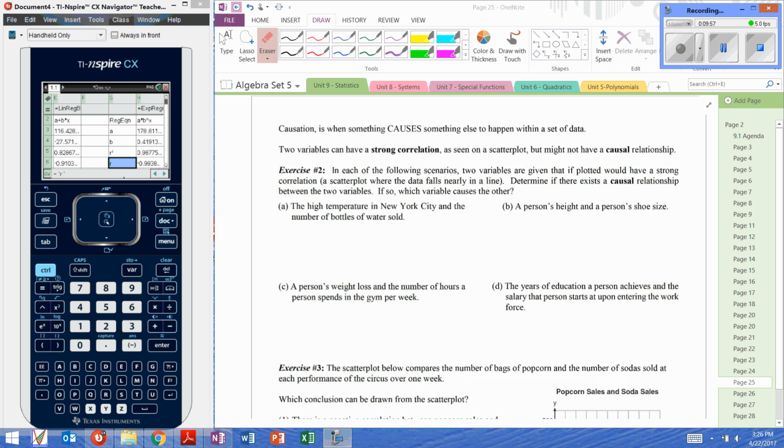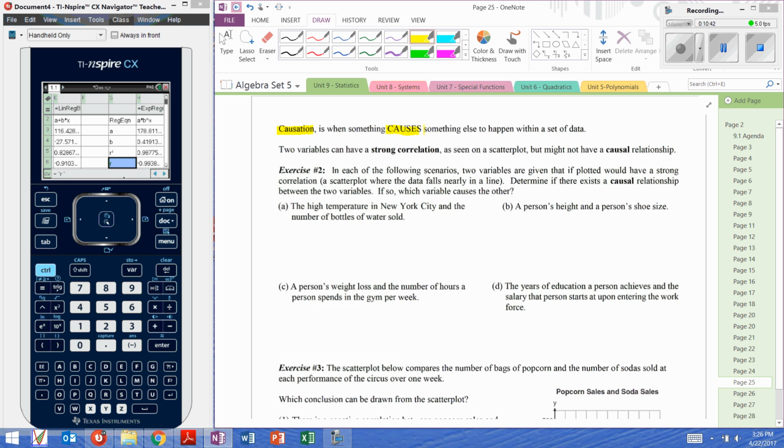Okay, now we've talked about correlation, we should also talk about causation. And part of the word is actually cause, so something causing something else to happen is what we call causation. And we can actually have two variables that could be strongly correlated just by happenstance, or maybe it's just something that typically happens, but it might not have a causal relationship. If we look at all the examples in exercise number 2, what we're going to do is determine if a causal relationship actually does exist, and then if so, what variable causes the other to happen.